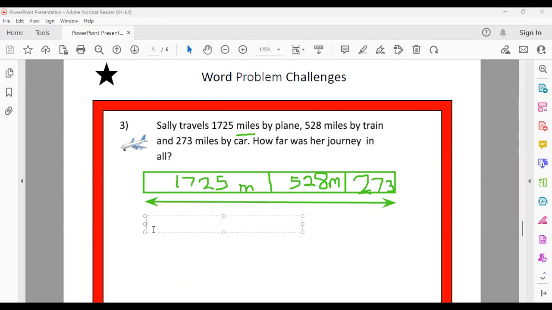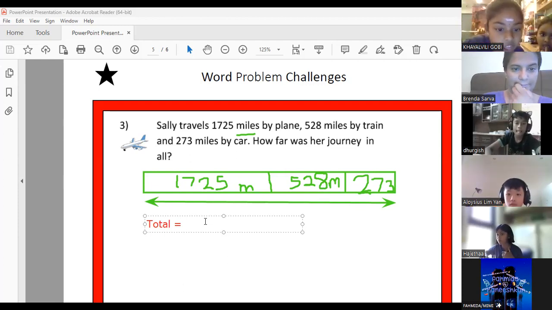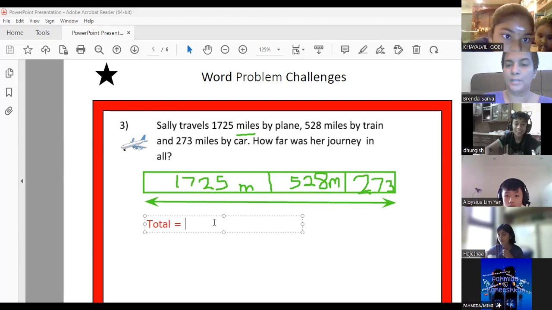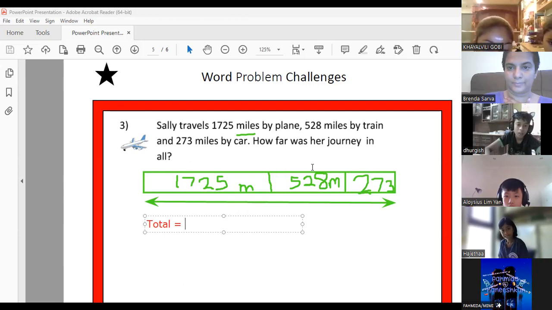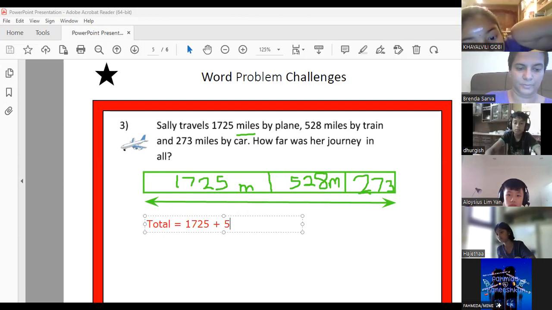So number sentence now. I want to see the drawing and the number sentence. So all you write here total. Let me use red color. Wait, you guys okay or not? Okay. Let's ask Kyle. Okay, Kyle, what should I write here now? Okay, the 1,725. Then you have to plus with 528 miles.